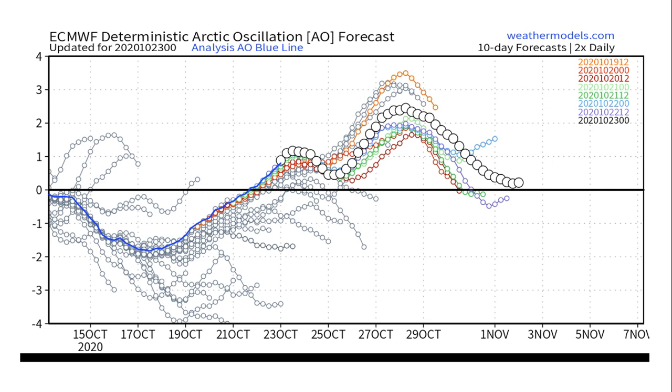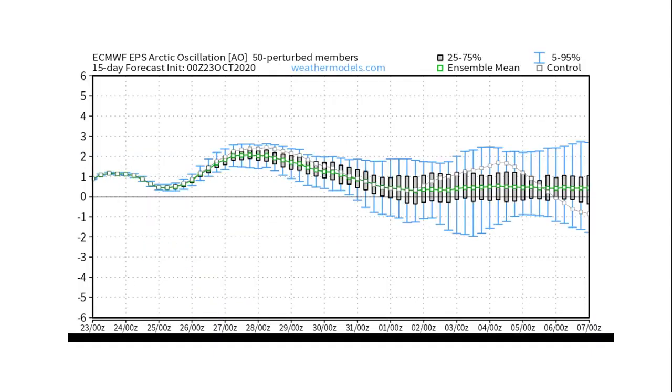The forecast is for the AO to become positive. You notice the white dots above the black solid lines. The European EPS, the Ensemble prediction system, with 50 perturbed members, generally showing a positive, ultimately going to a neutral AO as we go into early November.